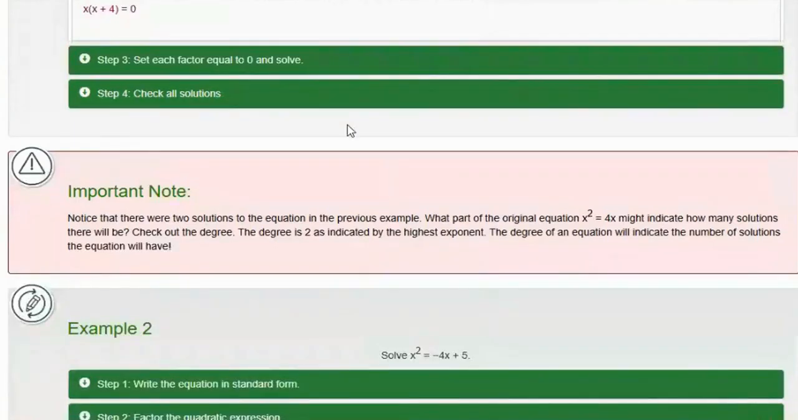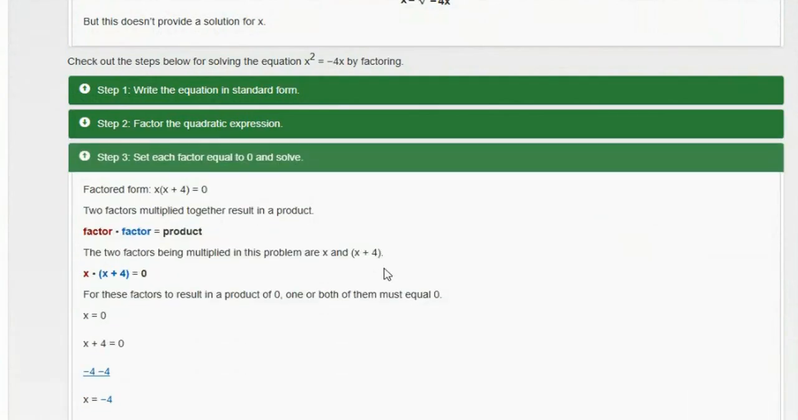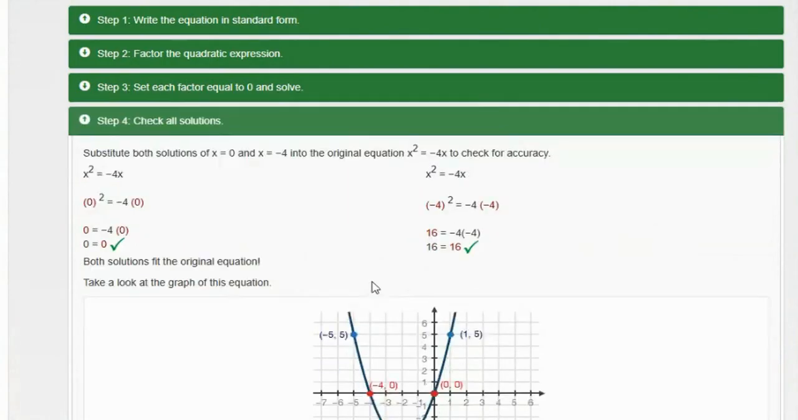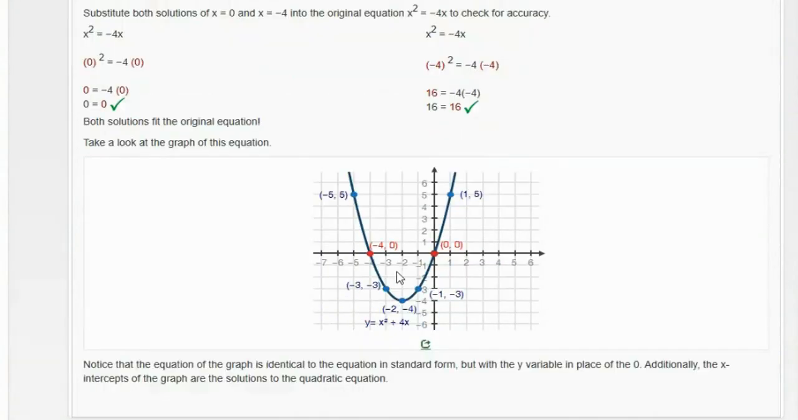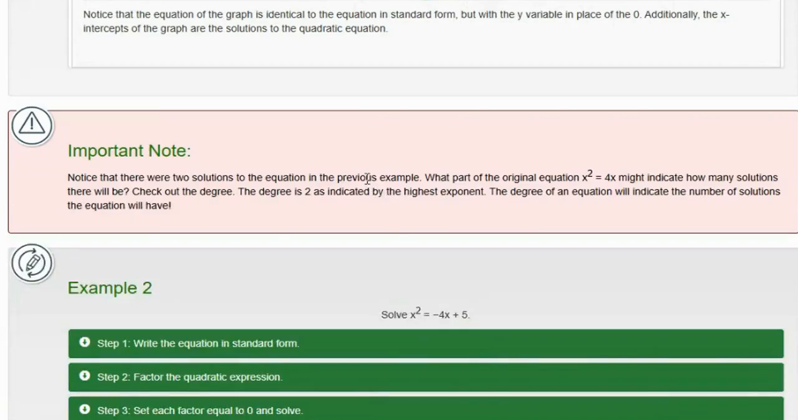When you factor it, you factor an x out like we did, leaving x plus 4, and set each one equal to 0. You get 0 and -4. And then you can check them by looking on a graph or substituting them back into the equation and making sure that those are actually the solutions.